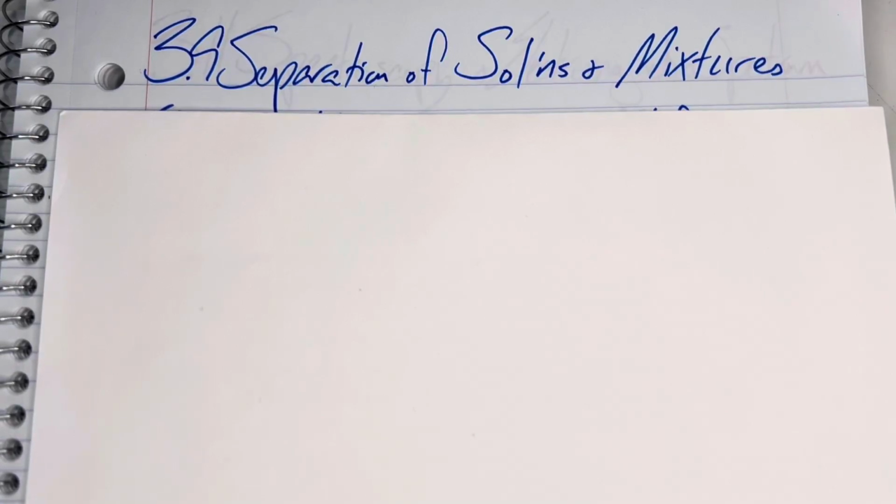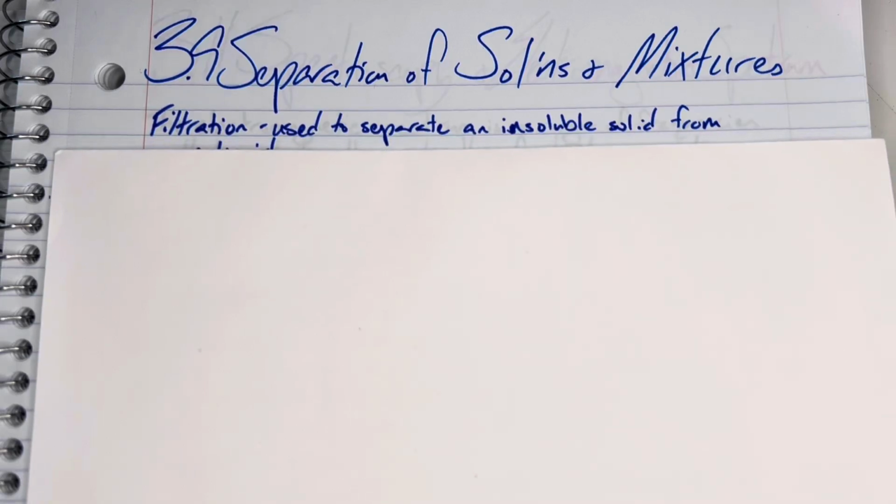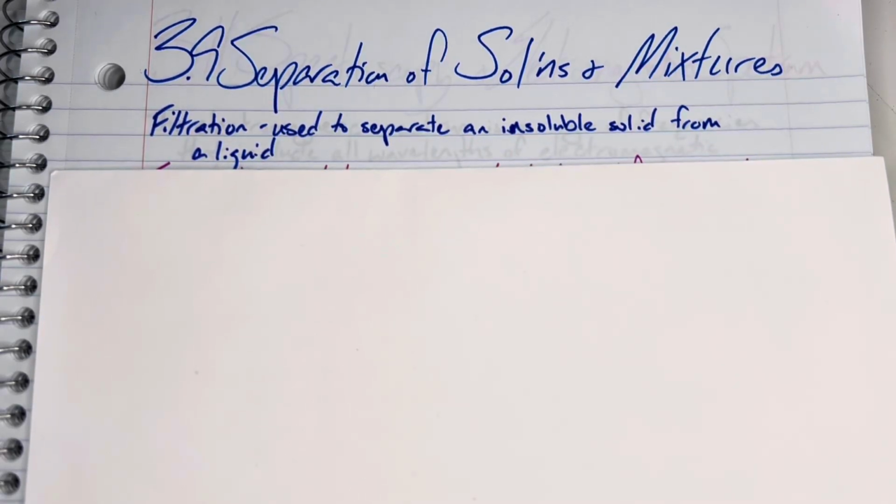AP Chemistry, Unit 3.9, Separation of Solutions and Mixtures. So, filtration can be used to separate an insoluble solid from a liquid. Think of a coffee filter paper. We use other types of filters, but filtration will catch sediment or actual solids, things that are not soluble inside of the solvent.